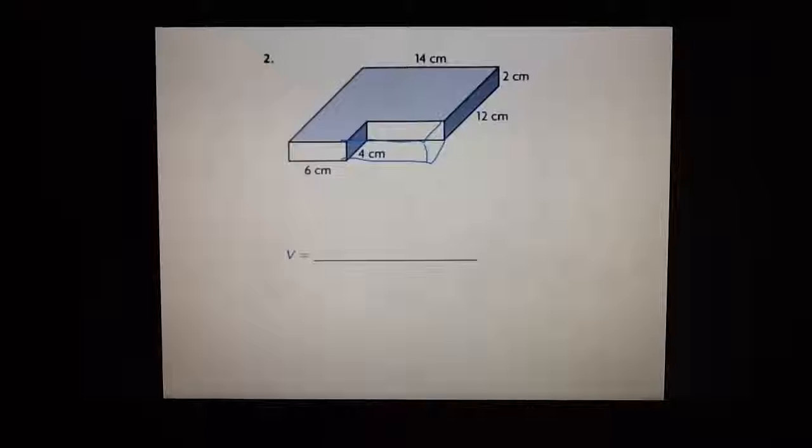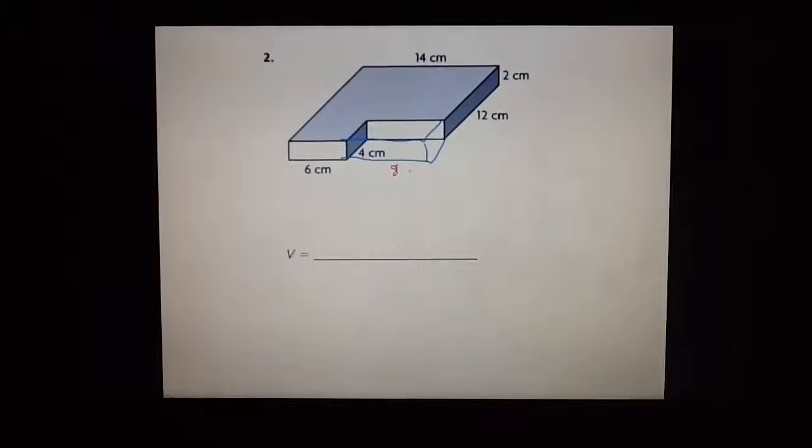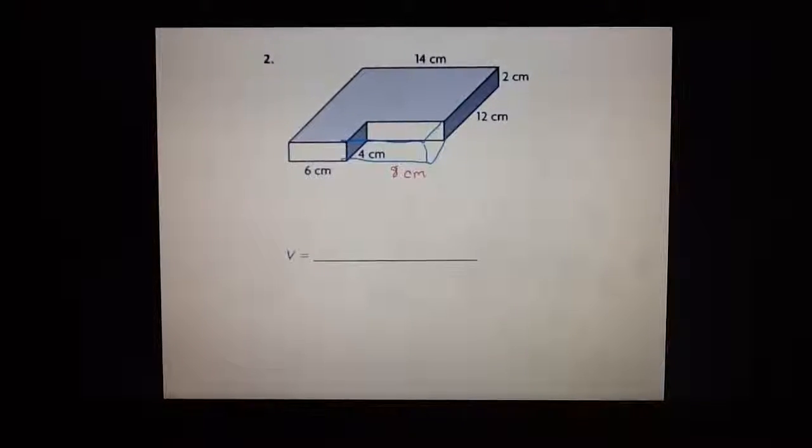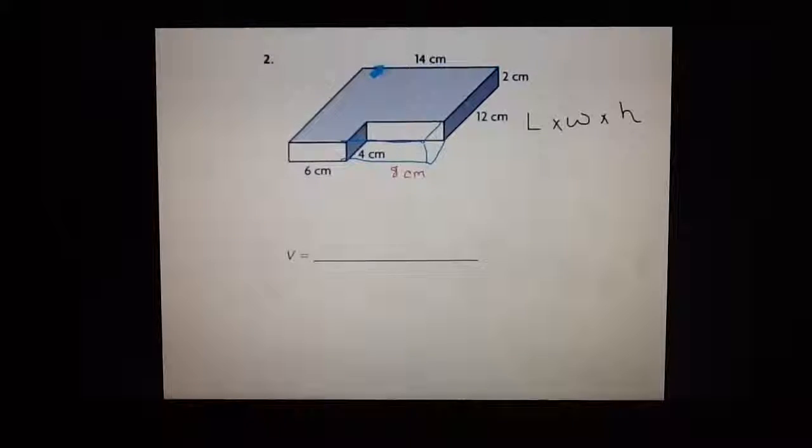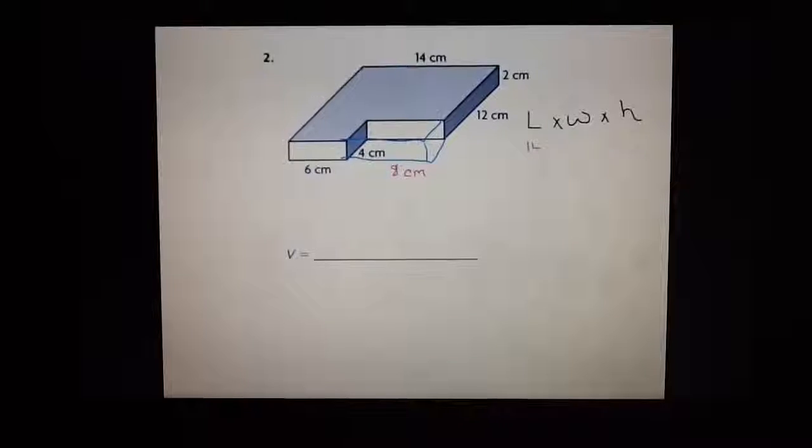Now, as you can see, I know that my length is going to be 14 centimeters. So if this is 14, we know this has to be 14. So let's go ahead and fill in this unknown portion right here. 6 plus what is 14? If you said 8, you are correct. So I'm going to put a little 8 right there just to help me for a future subtraction part. So we have our length times width times height. Now we've just discovered the length of the full rectangular prism would be 14 centimeters. So let's go ahead and plug in 14.